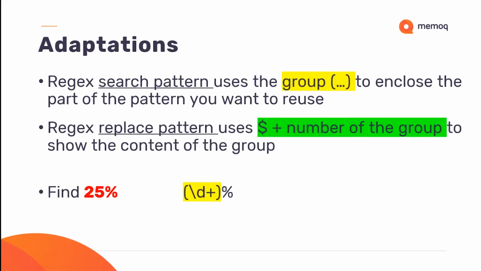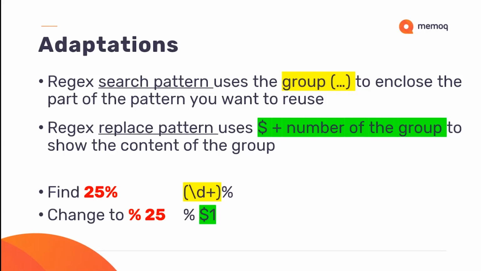Example, the number 25 followed by a percentage symbol. The number would be \d+. \d stands for 1 digit. The plus means there can be more than 1 digit. We put that into the round brackets because that's our group that we want to reuse, want to keep the number, remember the number, and then the percentage symbol.